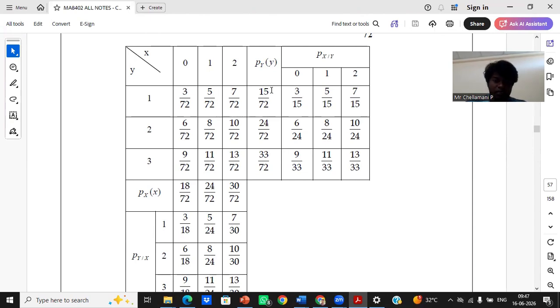If we add, we will get the P of y value. Adding column wise, we will get the P of x value. For x equal to 0, the corresponding value is 18 by 72. For 1, the corresponding value is 24 by 72. For 2, the corresponding value is 30 by 72. Similarly, for y equal to 1 the corresponding value is 15 by 72, for 2 it is 24 by 72, and for 3 it is 33 by 72. We substitute and simplify these values, and we will get this table.